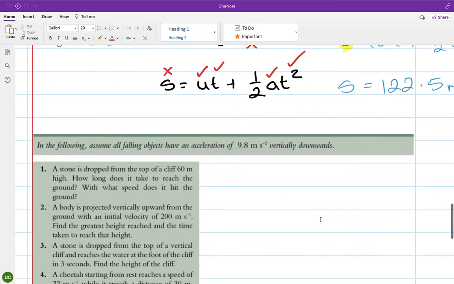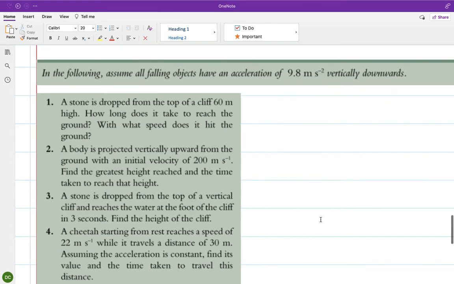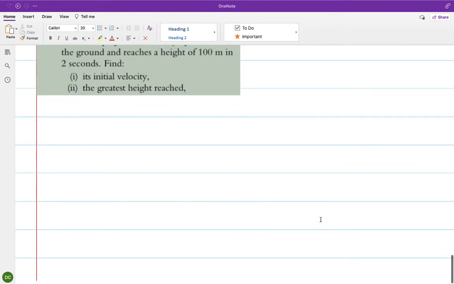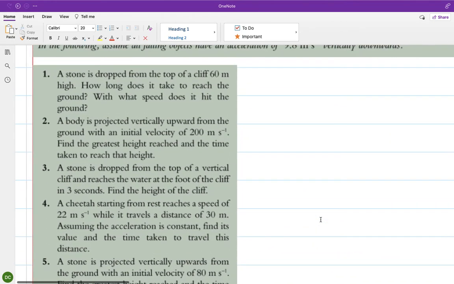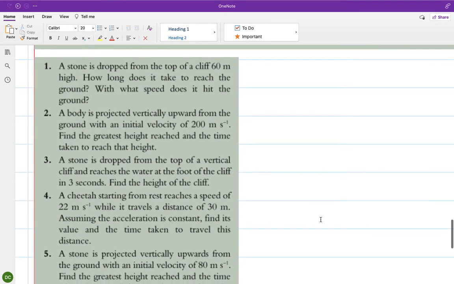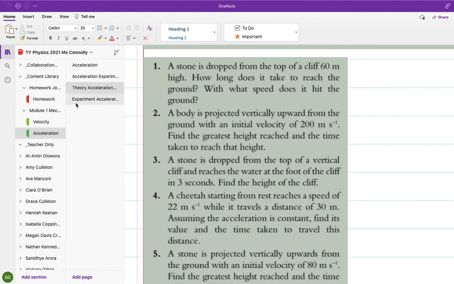Okay, so tomorrow hopefully I'll be back in and we will do the experiment, the acceleration due to gravity experiment. But for today, I'm going to give you a couple of these questions. I just want you to work through it just like I did there. So filling in your UVAST, looking at your 3 formulas, deciding which one to use, and then attempting to do the maths.